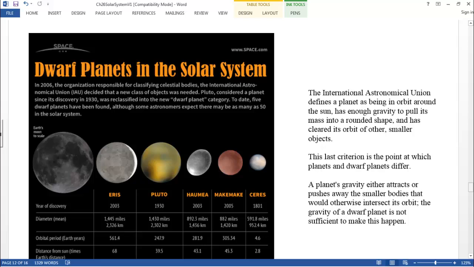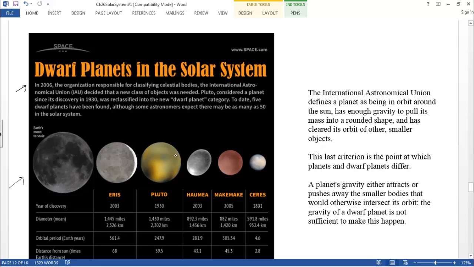Okay, what about Pluto? Well, the astronomers got together and decided that they needed a new category for the planets. Pluto was just an oddball. It's smaller than the moon, so down here you can see the moon is right here. It's the largest of these dwarf planets.